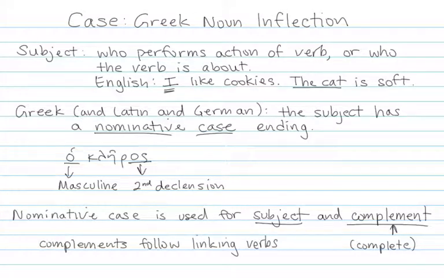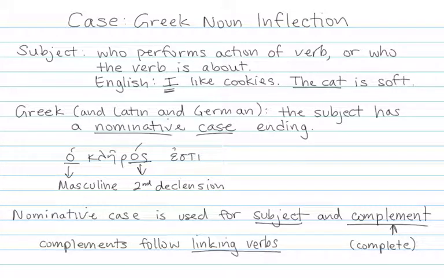So complements always follow linking verbs. I know I'm throwing lots of terms at you, but for linking verbs, for now, you simply know only one linking verb, estin. Estin is a linking verb. Estin can occur with or without the nu at the end. We'll talk about the circumstances later.